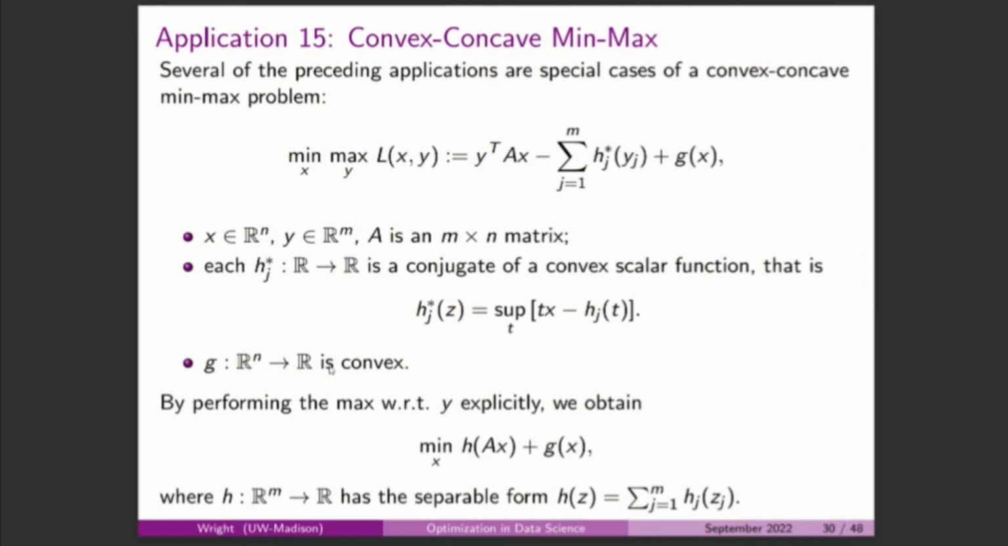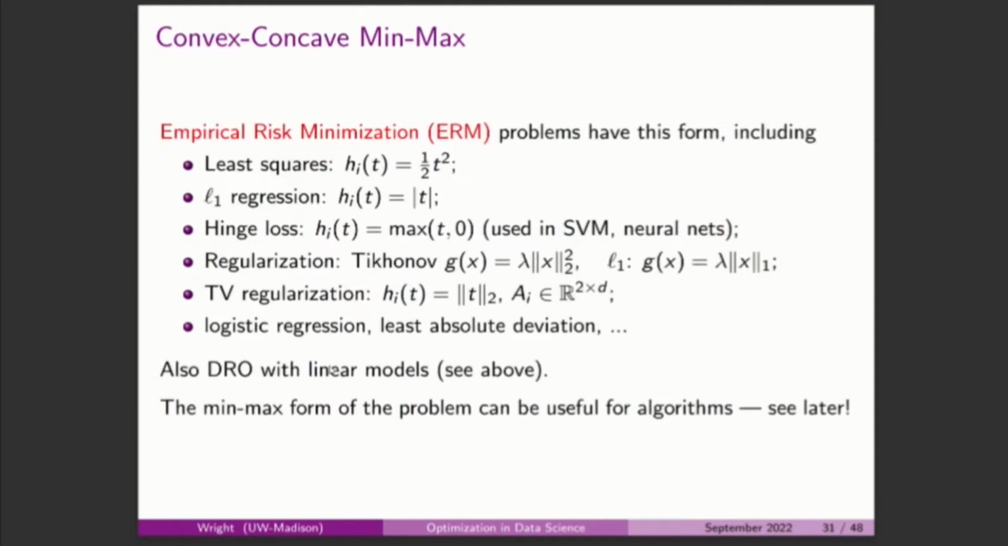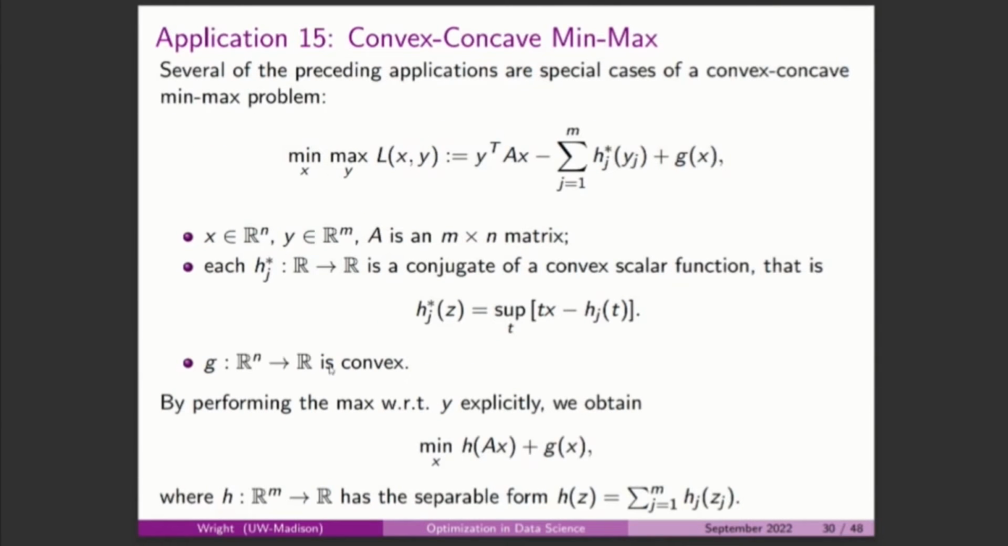So this looks like a very specific form, but in fact there's a long list of problems that can be stated in exactly this form. Going back to my first few applications, least squares, L1 regularized least squares, the hinge loss function that's used in SVM, and it's also used in neural nets repeatedly. Tikhonov regularization, total variation regularization, which is used in image processing, logistic regression, DRO with linear models, they all can be stated in this form. Classical linear programming is another example. And so in the second part of the talk, I'm going to come back to algorithms that deal specifically with this problem because they've got such widespread utility.